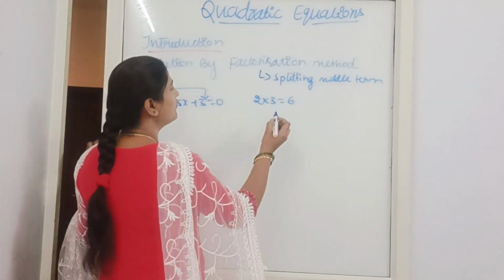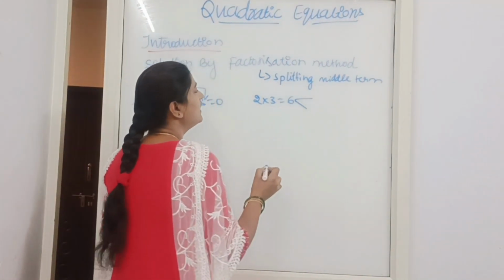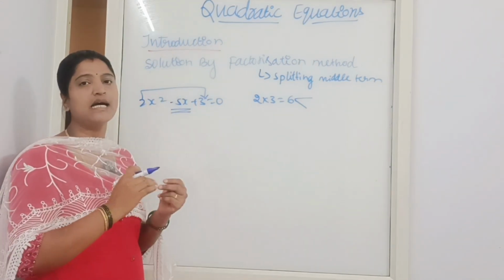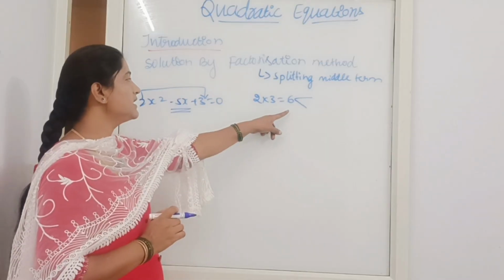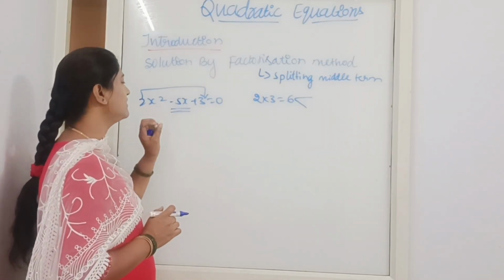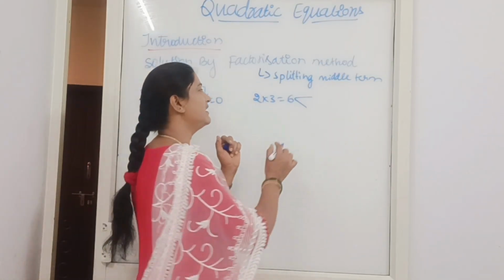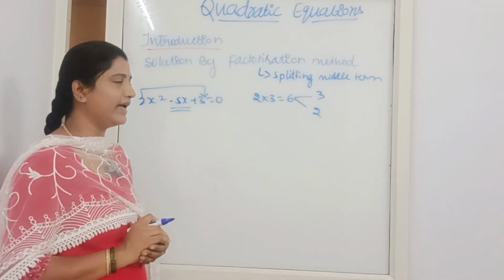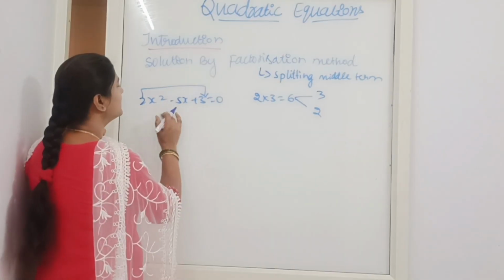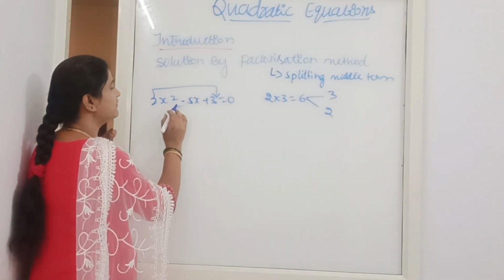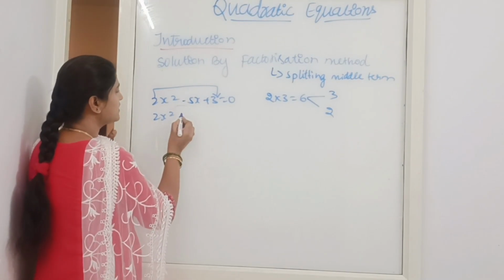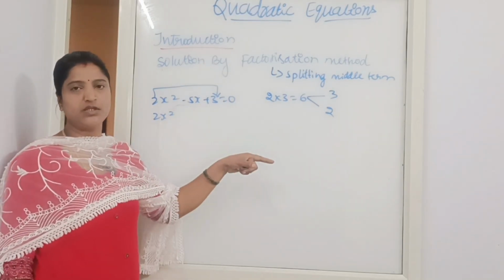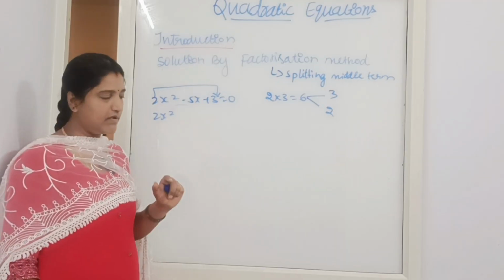And now we need to find out the multiples of this, wherein the middle term should come by adding or subtracting. 6 is there and we want 5. So how to get this? 3 2s are 6, and 3 plus 2 is 5, okay? But here the negative sign is there, be careful. With 2x square, both become negative. Minus 3 minus 2 is nothing but minus 5.